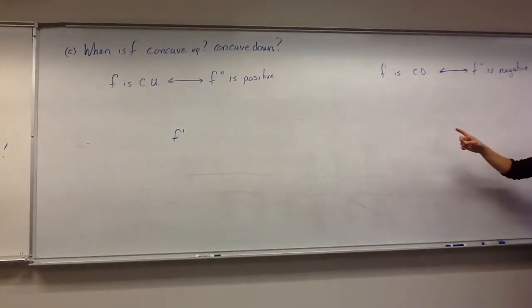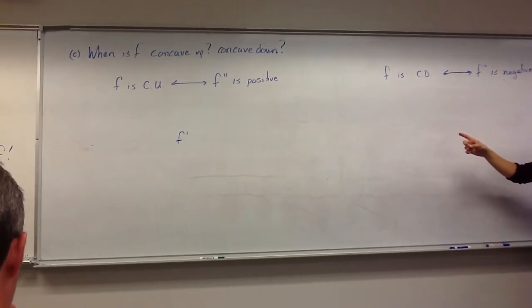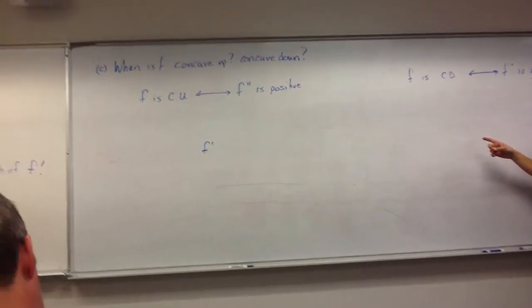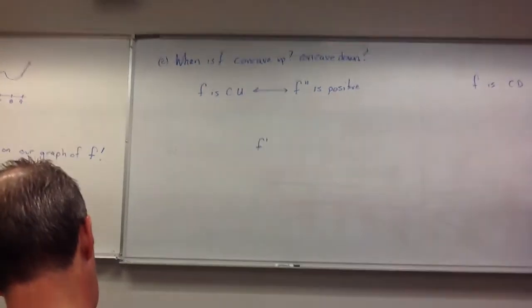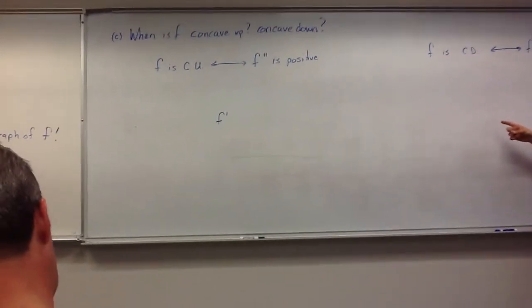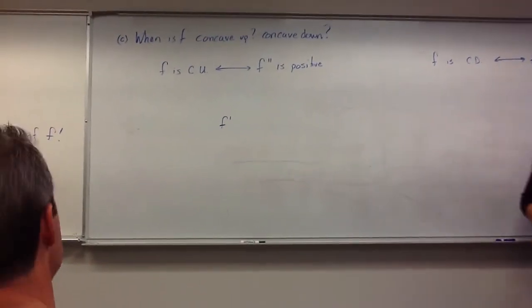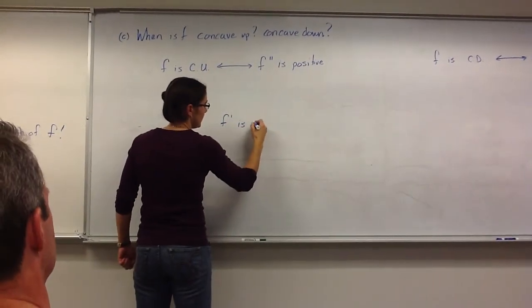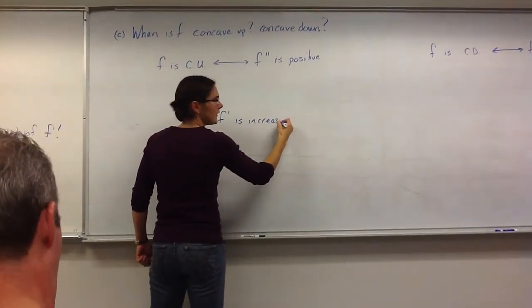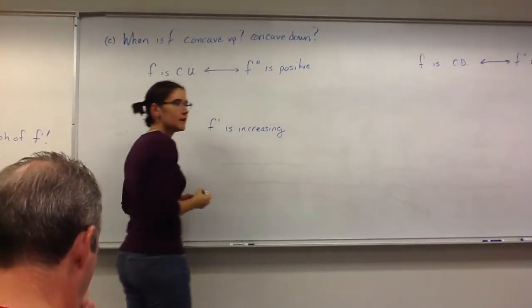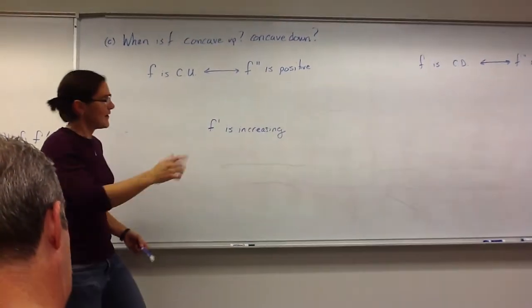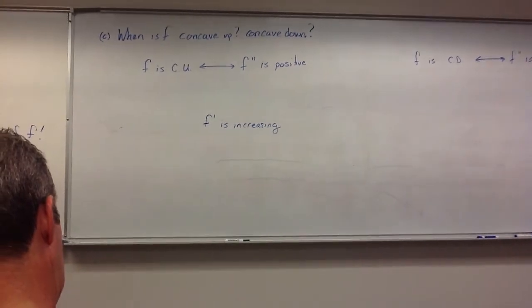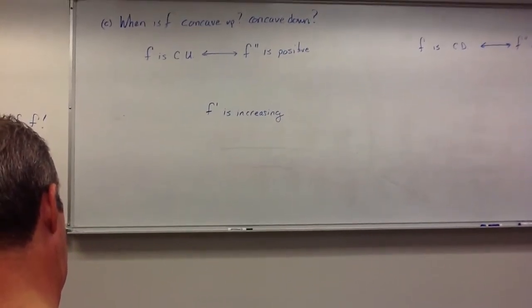Okay, so did anybody come to a consensus with your neighbor about what should happen with f prime? Any ideas? Anybody come up with any ideas? Okay, increasing. So you're saying when f double prime is positive, f prime is increasing. Why does that make sense? Other than what you wrote down last time, why is that correct?